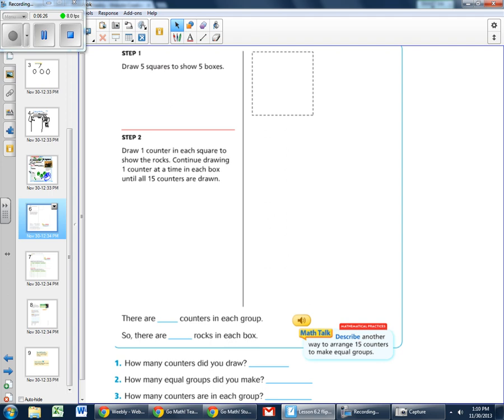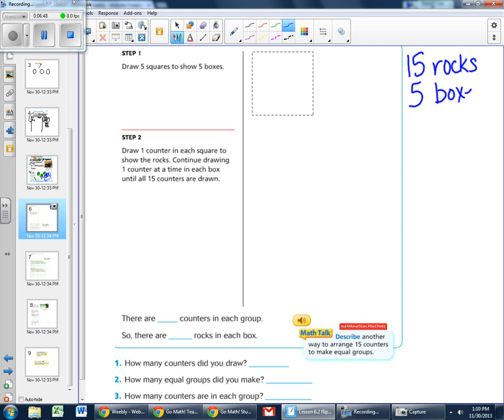It says Madison has 15 rocks. She puts an equal number of rocks in each box. How many rocks are in each box? I cut off the problem when I took a picture of this page, so we'll have to use your book. She has 15 rocks. I'm just going to write that because normally I would underline it, being an important part of our problem. She has 5 boxes. How many rocks are in each box? So the question that we're looking for is how many rocks are in each box.